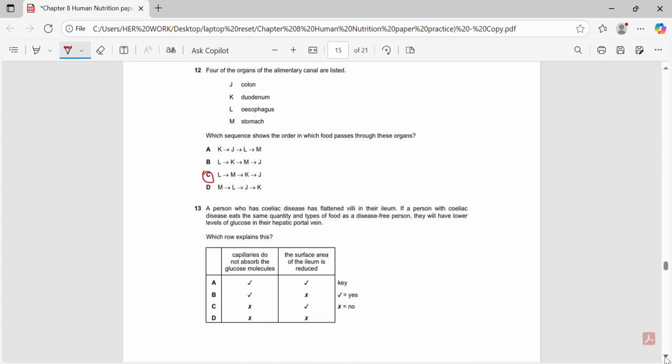Now the next question, another MCQ. A person with celiac disease has flattened villi in the ileum. They have lower glucose levels in the hepatic portal vein than a healthy person. Which row explains this? So, with flattened villi, the surface area is reduced, so absorption of glucose becomes less efficient. Capillaries can still absorb glucose, but fewer molecules reach them. And the answer for this is C. Capillaries do not fail to absorb glucose, but the surface area of the ileum is reduced.